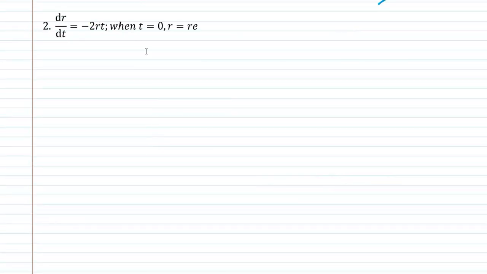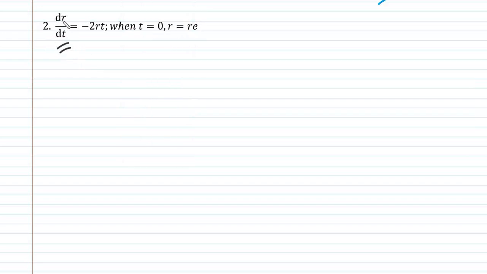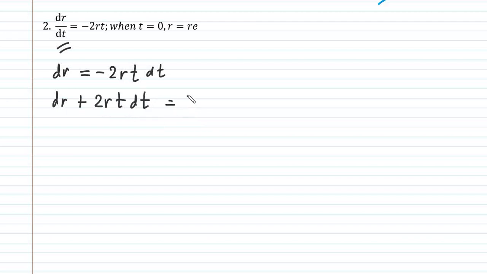Let's go to our next problem. So in our next problem, we have again the derivative of r with respect to t, indicating that in our final solution, we need to solve for r. Okay, so let's go ahead and put this in a differential form. Differential r is equal to negative 2rt differential t, differential r plus 2rt differential t is equal to 0.